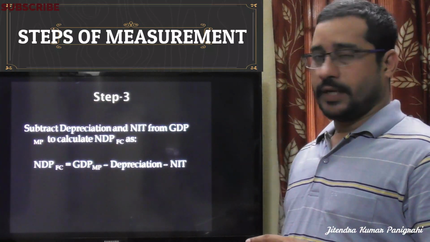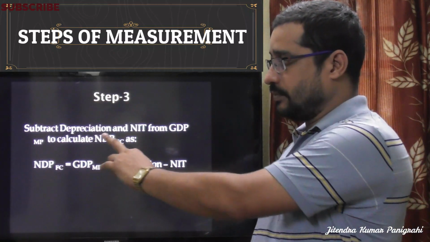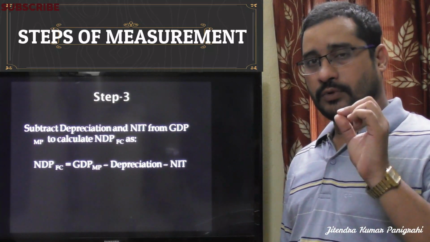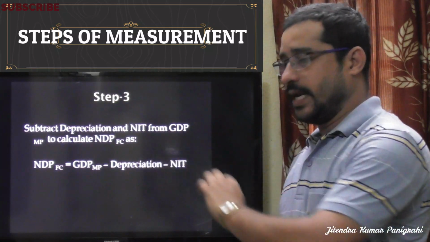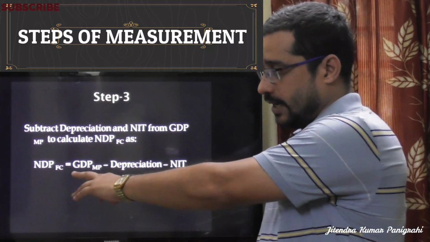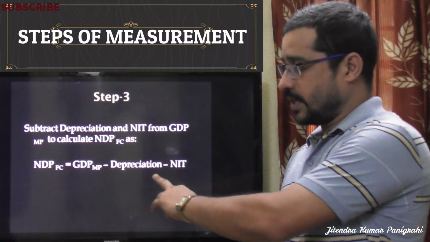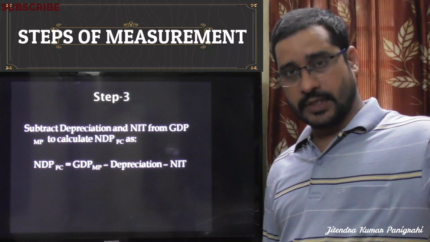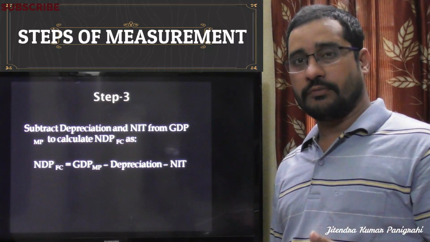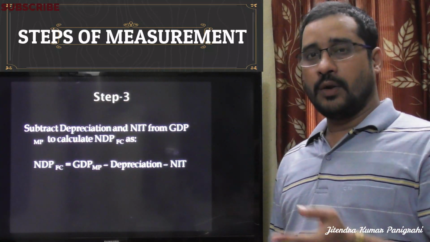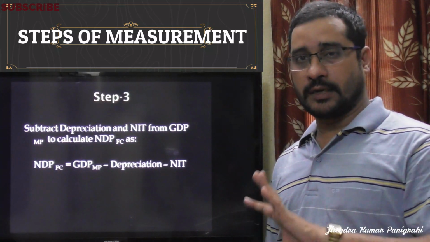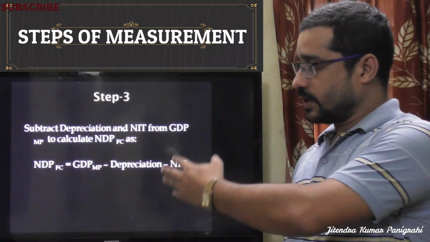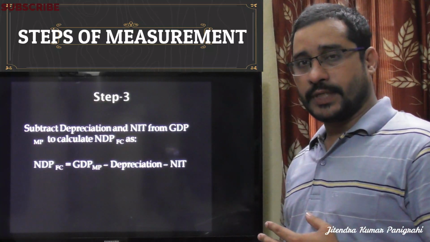Now coming to step three: subtract depreciation and NIT from GDP at market price to calculate NDP at factor cost. NDPFC is equal to GDP at market price minus depreciation minus NIT. This is the process of conversion. Already we have discussed in the previous content how to convert one related aggregate of national income into another. This is the process to calculate the NDPFC, the domestic income.